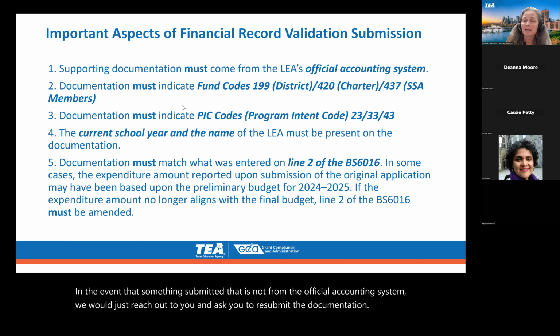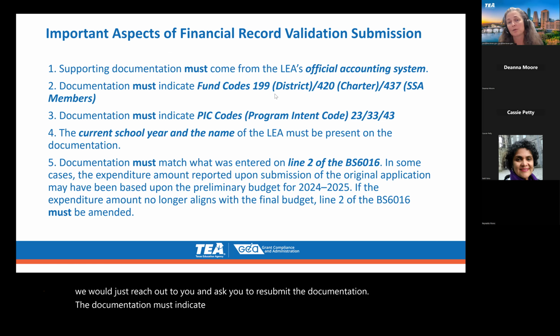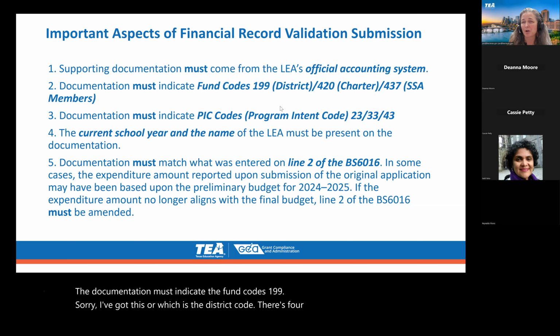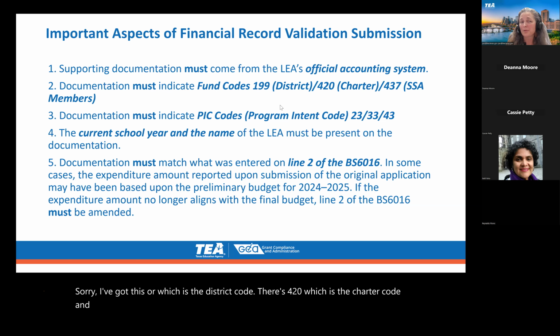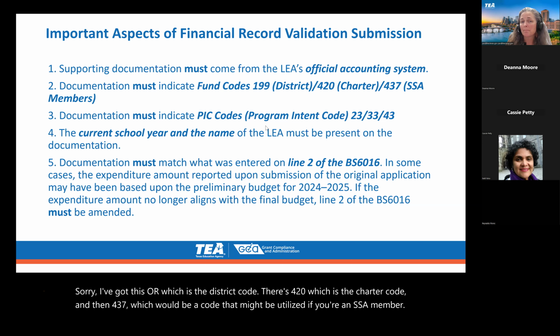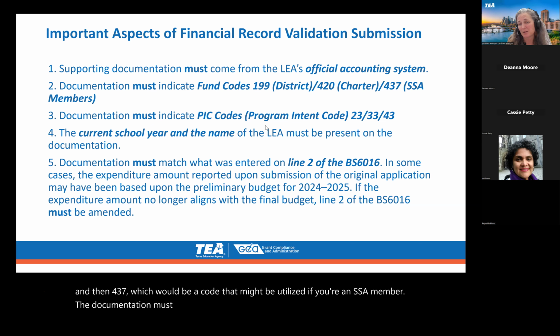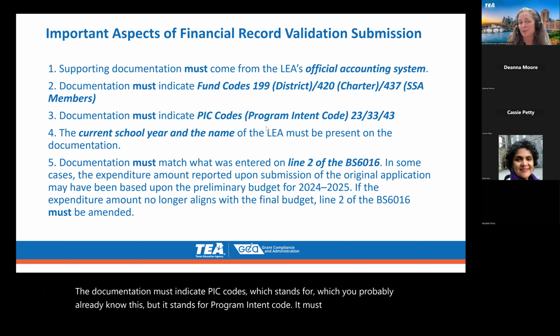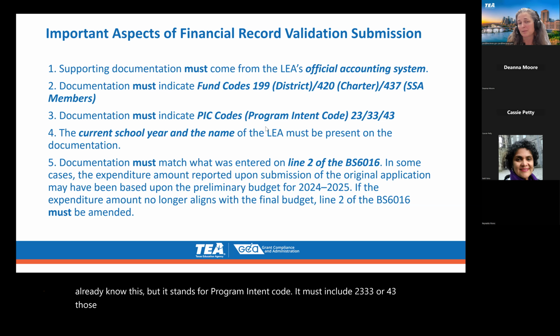The documentation must indicate the fund codes: 199, which is the district code; 420, which is the charter code; and then 437, which would be a code that might be utilized if you're an SSA member. The documentation must indicate PIC codes, which you probably already know stands for Program Intent Code. It must include 23, 33, or 43. Those are the 3 acceptable PIC codes.